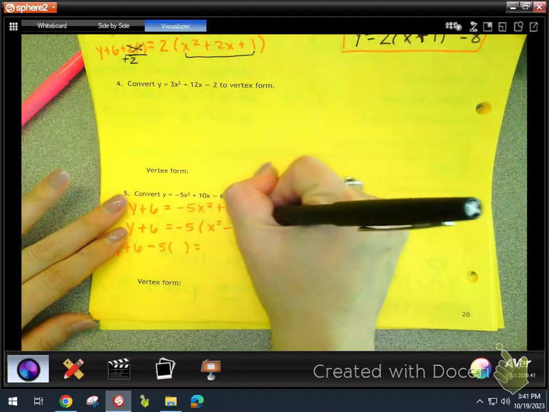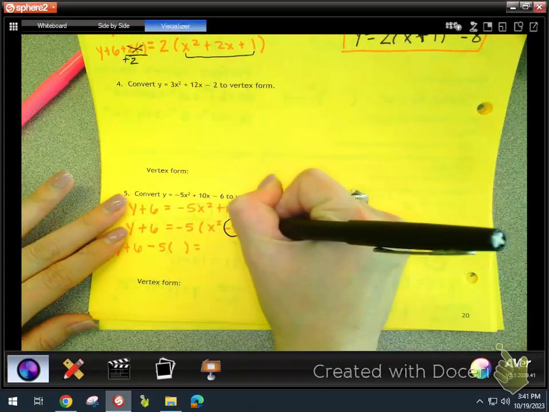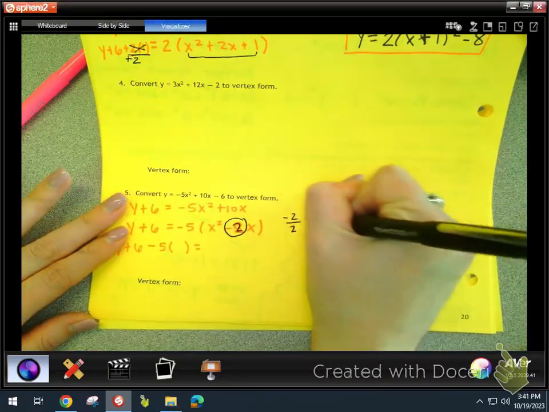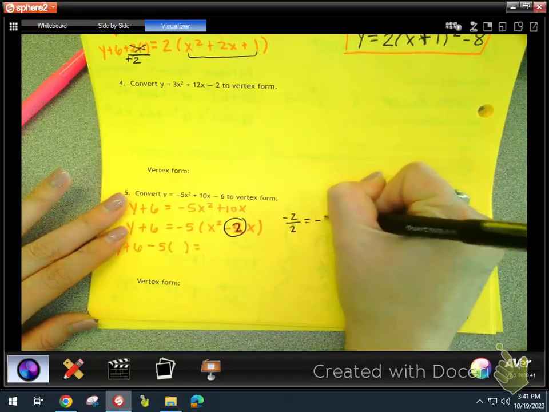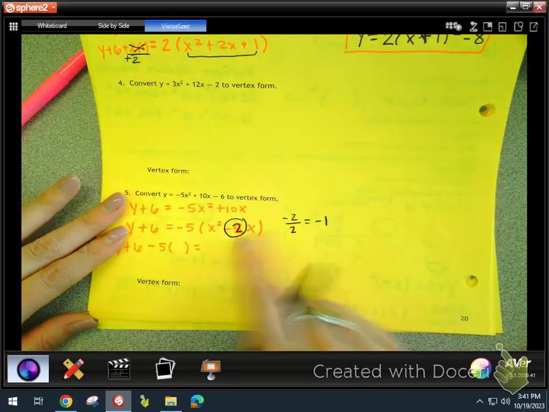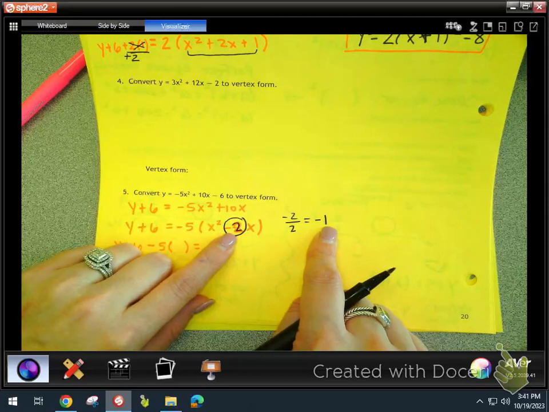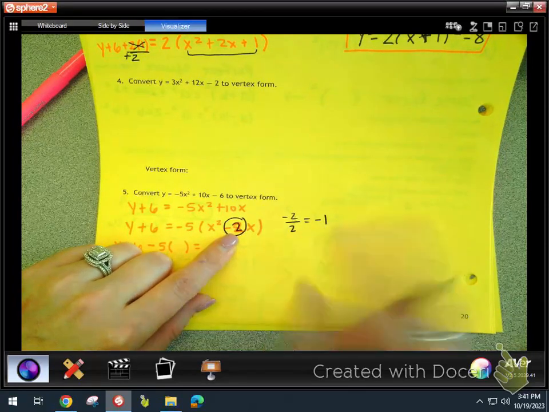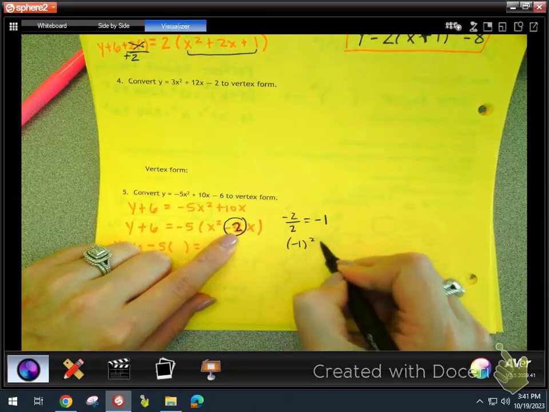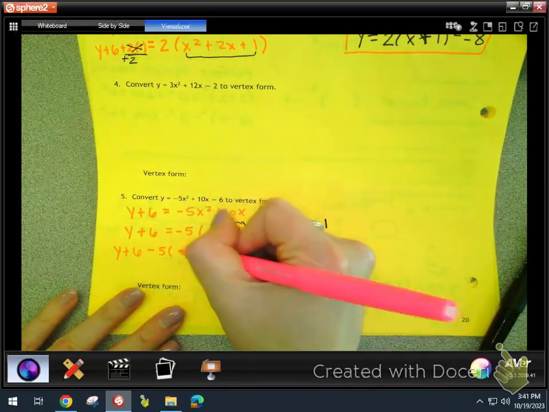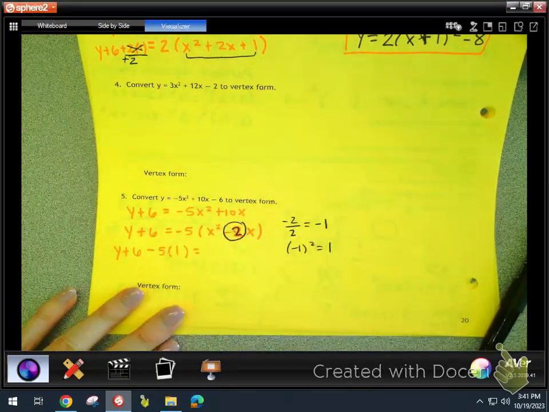All right, now let's do our side work. We're taking negative 2 and dividing it by 2, and what do we get? Negative 1. Negative 1 squared is... 1. And that's what I'm going to add to both sides.